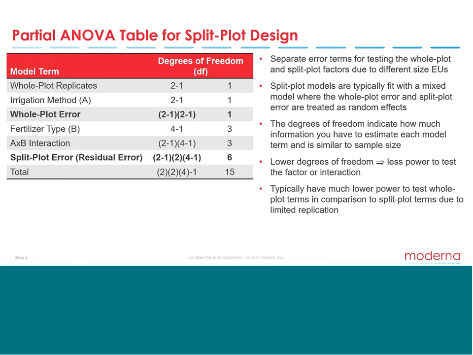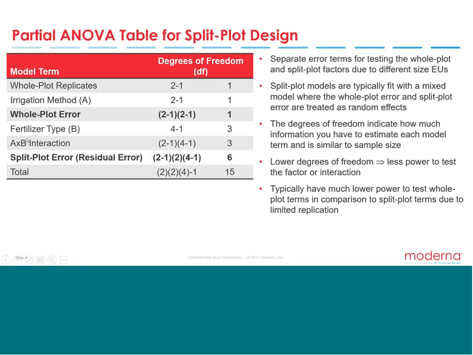So I'm going to show you just a partial ANOVA table. Anyone who's familiar with doing any sort of analysis of variance, I hope this looks somewhat familiar. This is a partial ANOVA table showing all the terms that you would fit for this split plot design. And it's very similar to what you would see for a two-way ANOVA. So we have our factor A of irrigation method, we have our factor B of fertilizer type, and we have our AB interaction.